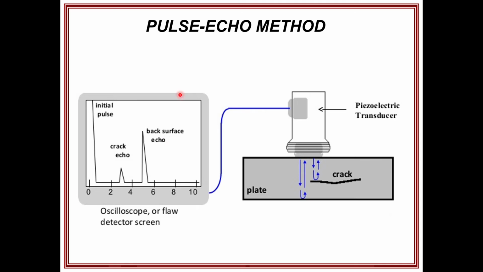By understanding the echoes generated after the movement of the ultrasonic waves, we can understand the crack area. So the crack portion will generate a peak like this, and this peak represents the movement of the ultrasonic waves inside the material. By understanding this graph, we can identify the exact portion of the crack, and we can identify how many cracks, flaws or holes are present in this material.